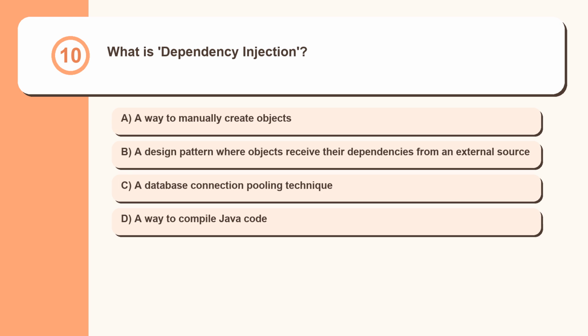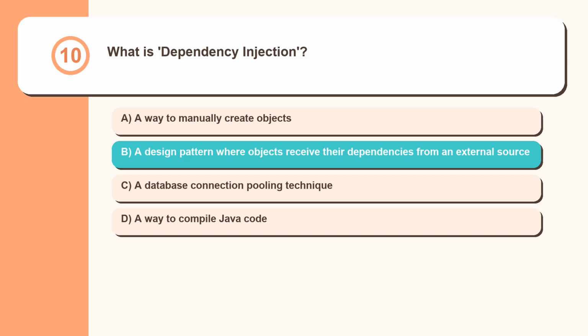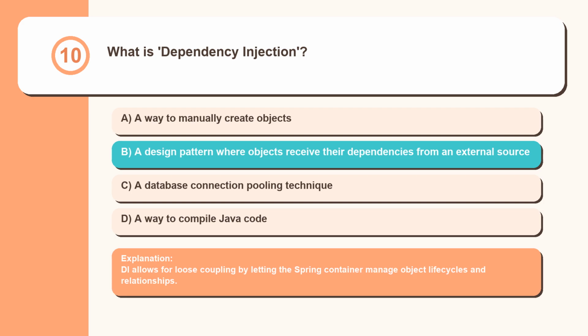Question 10. What is dependency injection? A way to manually create objects. A design pattern where objects receive their dependencies from an external source. A database connection pooling technique. A way to compile Java code. DI allows for loose coupling by letting the Spring container manage object lifecycles and relationships.